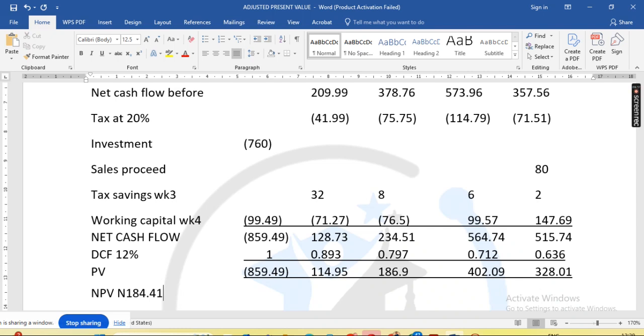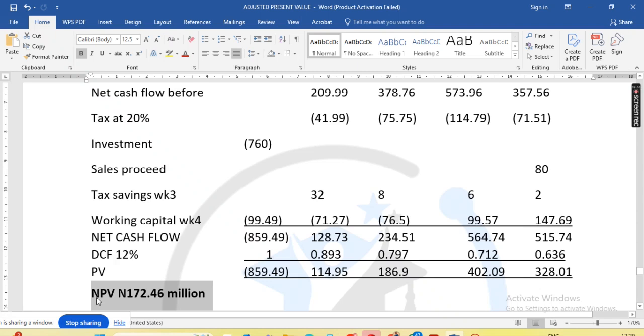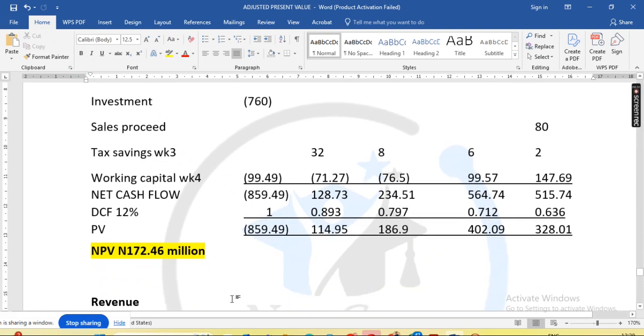So what is now the NPV? It's better we calculate it here. We discussed 172.46 million. So this is the base case. Please always make your DCF three decimal. Let's be using three decimal places, please. So just make it three. So, class, we all agree with this.